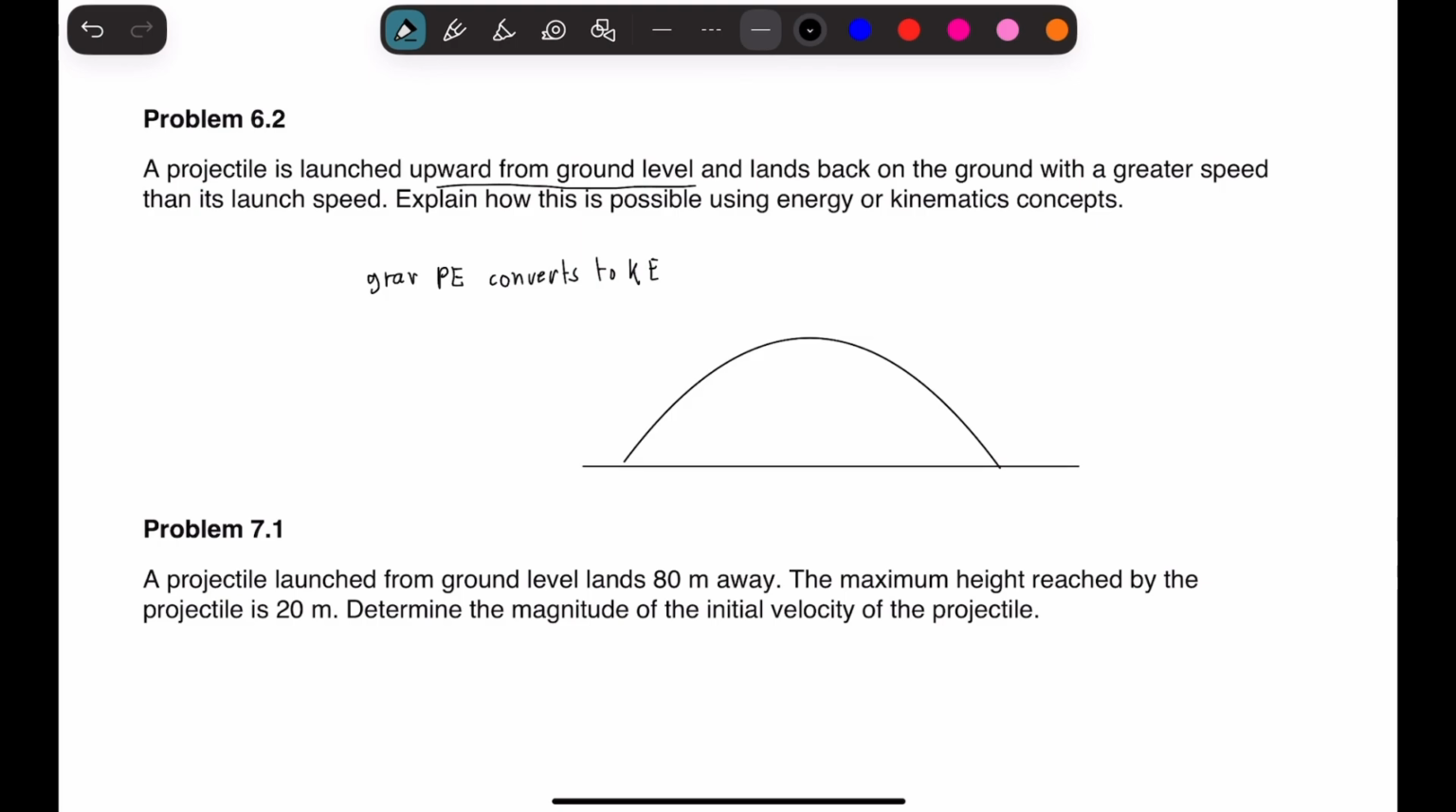If it's launched upward from the ground level and lands back down onto the ground with a greater speed, well, that's because we have FG that's always acting down on it at every single point, right? Here you have maximum potential energy. And down here, you have kinetic energy again. And here you had kinetic energy. And because gravity is acting down, it's going to give it more speed because now it's being pushed down with the force of 9.8 meters per second squared. So that's added.